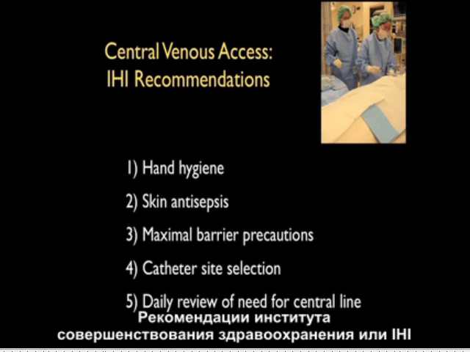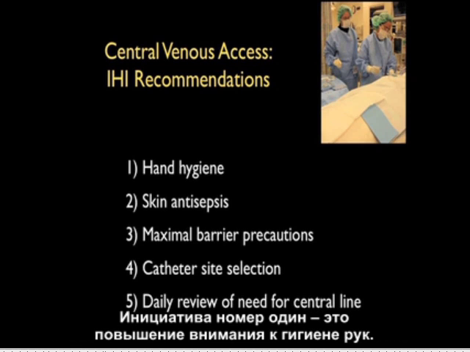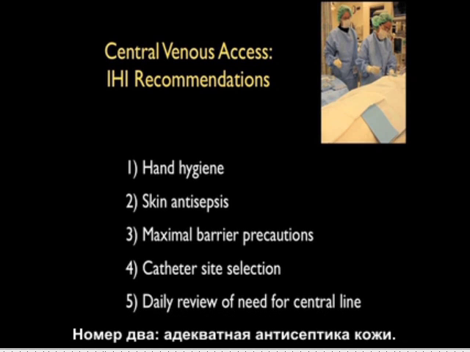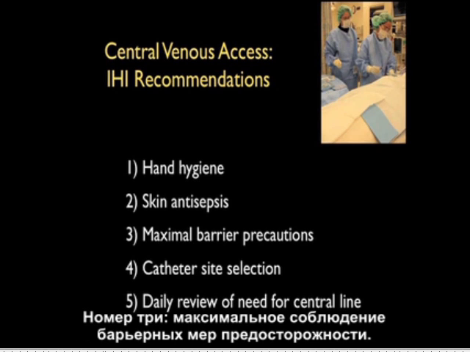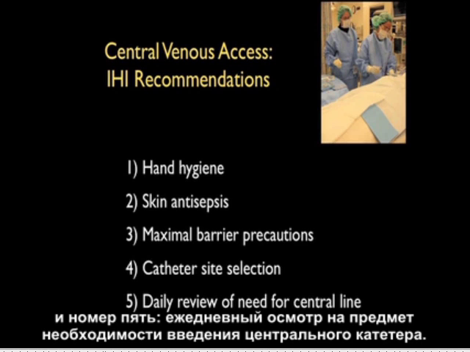The Institute for Healthcare Improvement, or IHI, recommendations for central venous access include 5 major initiatives. The first is increasing attention to hand hygiene. Number 2, adequate skin antisepsis. Number 3, maximal barrier precautions. Number 4, catheter site selection. And number 5, daily review of the need for a central line.